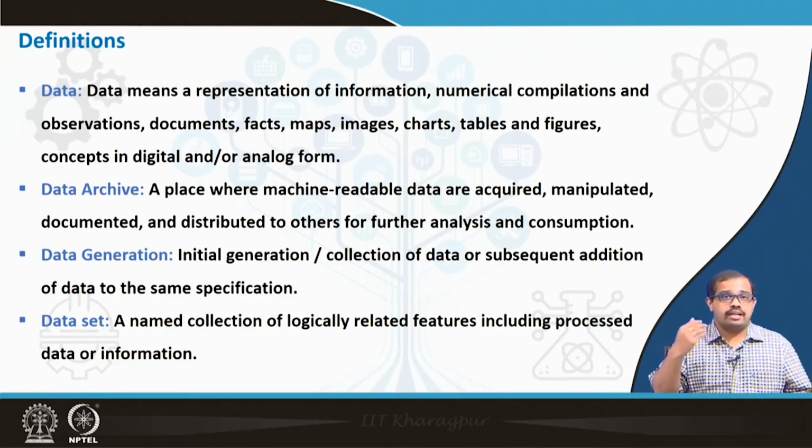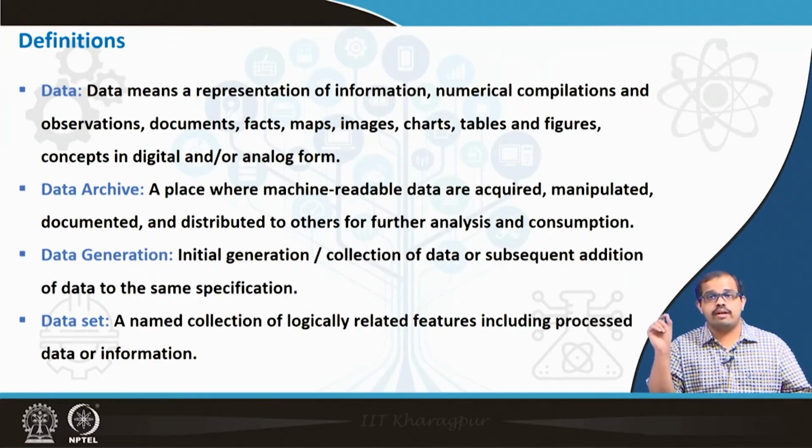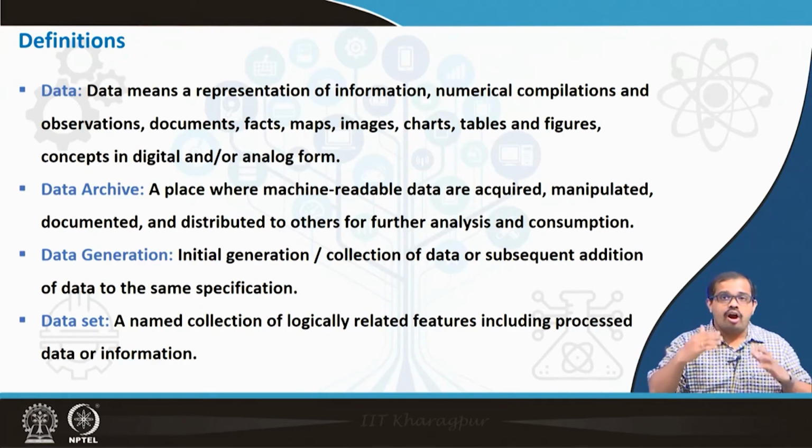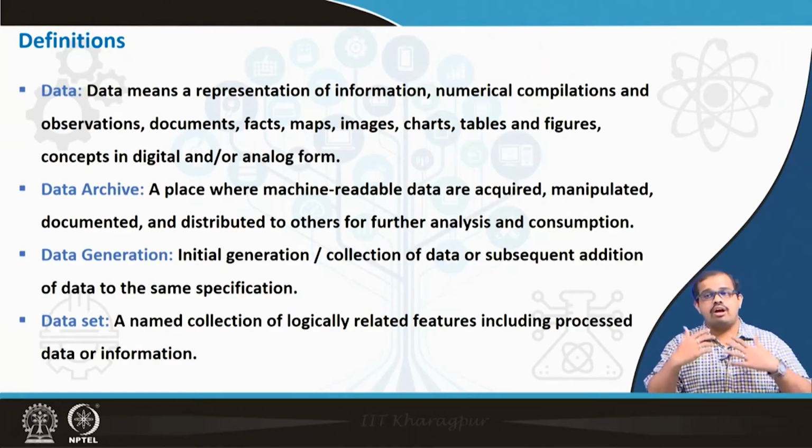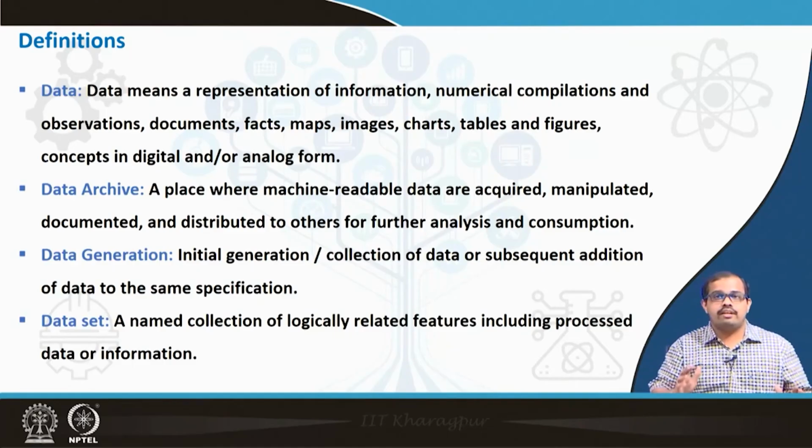And when I say data archive, this is a place where machine readable data are acquired, manipulated, documented, distributed to others for any further analysis or in terms of representation or consumption. So, this is what is called a data archive. All of these are defined in a clear cut way, so that a user or a data generator understands how the data has to be stored and transmitted. When I say data generation, initial generation and collection of data or subsequent addition of data to a specific, the same specification, that is what is called data generation.